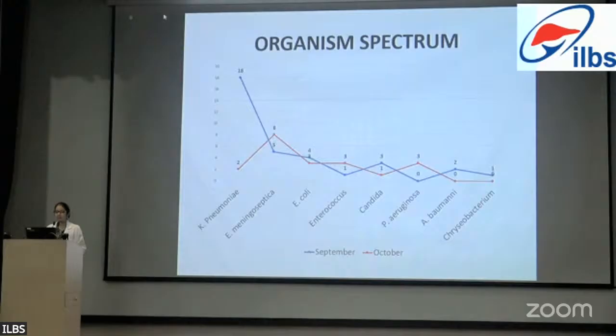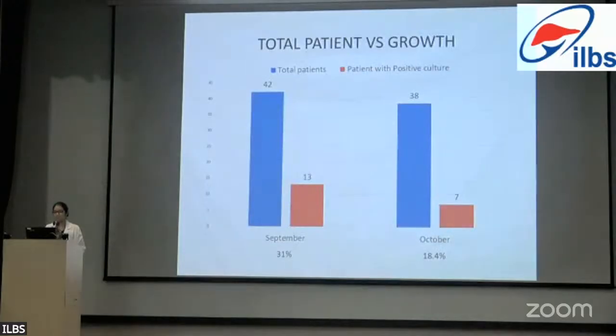Again, talking about the organism spectrum, Klebsiella pneumoniae has predominated in both September and October. In surgical ICU, we did see many isolates of Elizabethkingia. Among other gram negatives, E. coli, and among gram positives, Enterococcus was the common isolate. The positivity rate for September was around 31% and October 18%. But what is important to note is that it was 13 and 7 in terms of numbers.